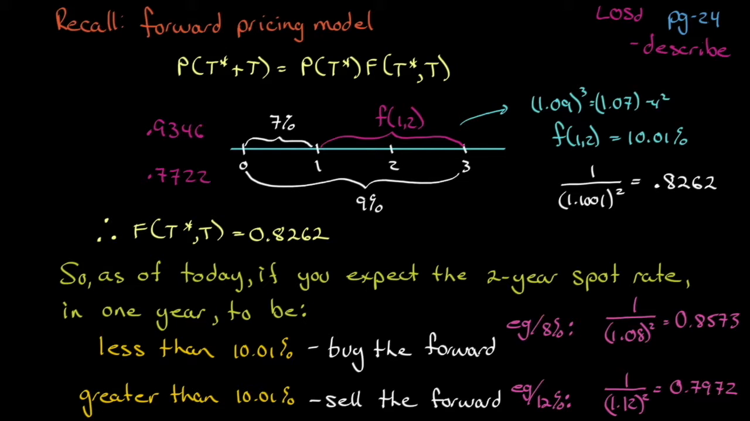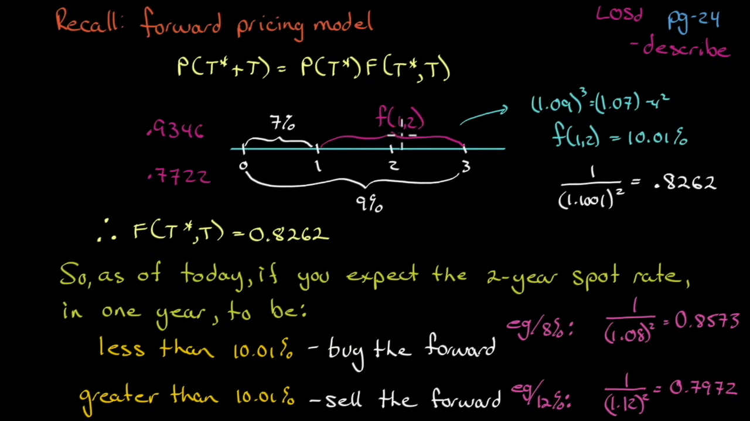Okay, so let's start with our forward pricing model. You'll recall that it looked like this. If we have a scenario that looks like this, we have a 1-year 0, a 3-year 0. From this, that's enough to find the implied forward rate starting in year 1 for 2 years. Just 1.09 to the power of 3 equals 1.07 times our x squared. Solve for x, subtract 1, and you'll get 10.01.